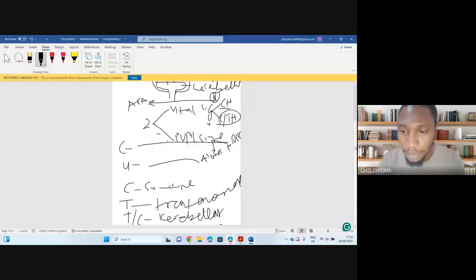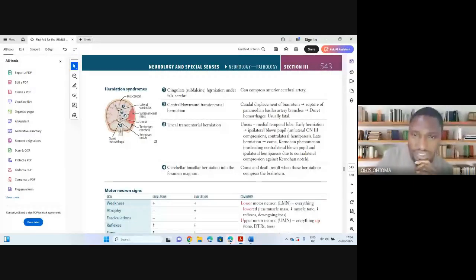So let me go here to explain what happens in herniation. For the cingulate and subfalcine herniation, there's actually a compression of the anterior cerebral artery. That means the subfalcine region herniates under the falx cerebri. That's why it's called subfalcine. And it compresses the anterior cerebral artery, right? So it causes lower limb weakness. There can be sensory symptoms though, but it doesn't affect the vital signs of the patient that much.